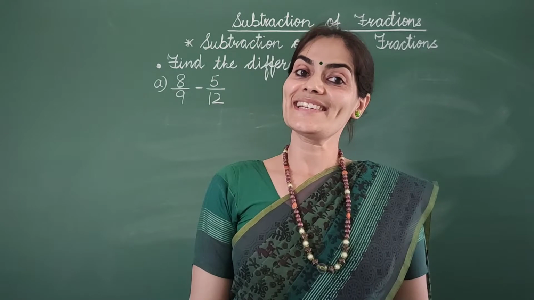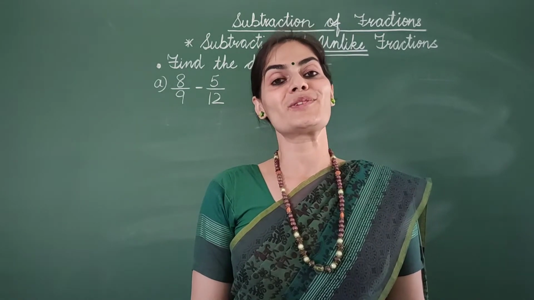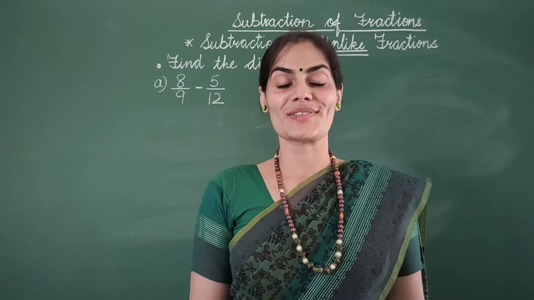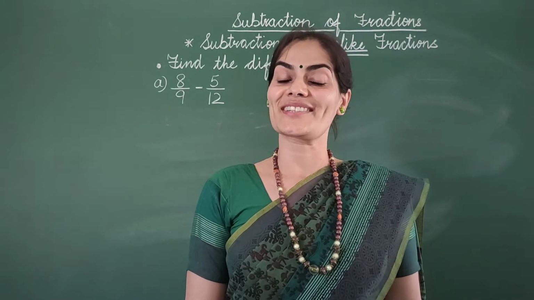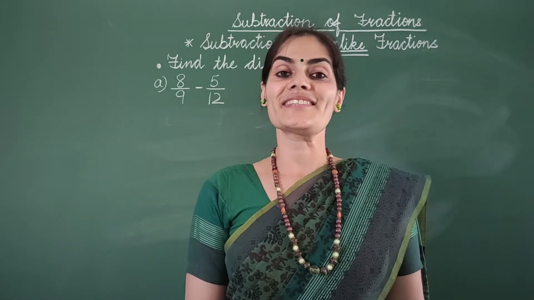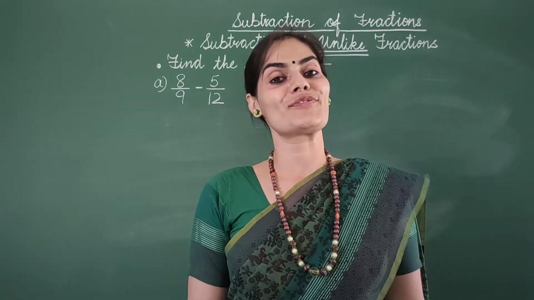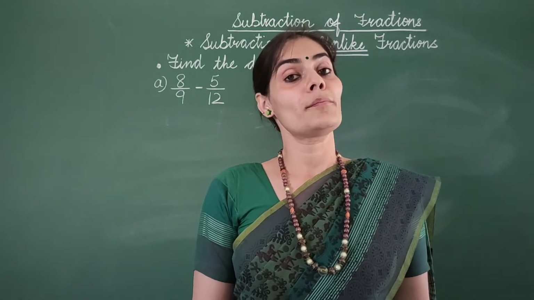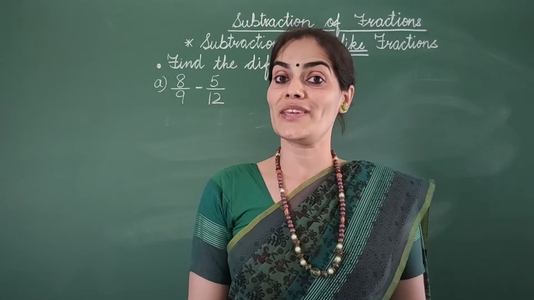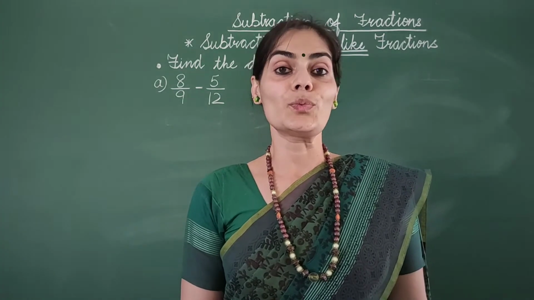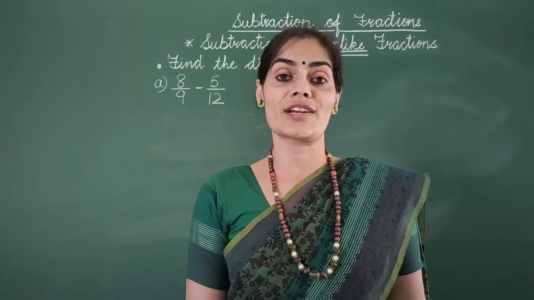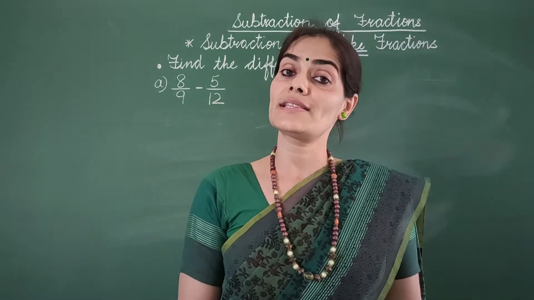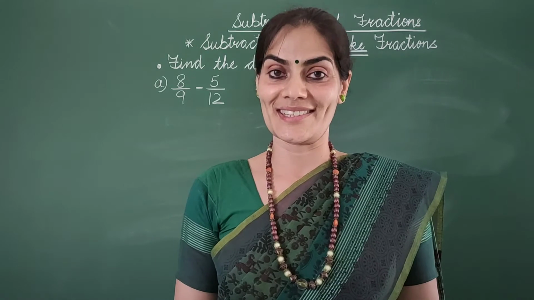Friends, let's learn how to find the difference between unlike fractions. But before we begin, let me tell you what unlike fractions are. Unlike fractions are those fractions which have different denominators. But how do we find the difference between them? We first convert these unlike fractions into their equivalent like fractions by finding the LCM of their denominators.